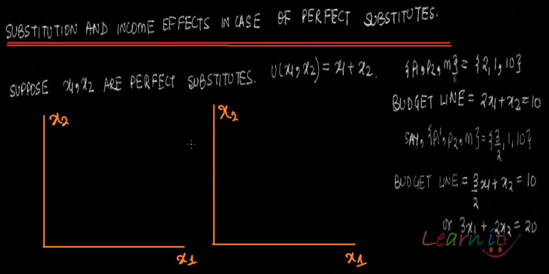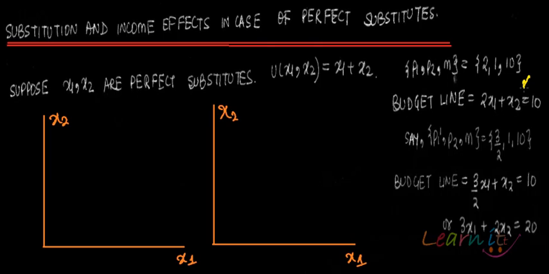Okay, now substitution and income effects in case of perfect substitutes. Okay, so we're assuming that we have this utility function, u is equal to x1 plus x2. This is the case of perfect substitutes, as you guys know from the earlier recordings. And suppose your price vector is 2, 1 and income is 10. Okay, so your budget line would be 2x1 plus x2 equals 10.